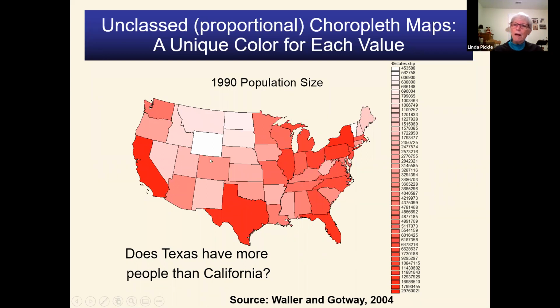But out here on the map, where the colors are not ordered side by side, you have a hard time deciding what the value is. And so I've given you a question to answer here at the bottom. Does Texas have more people than California? It's very hard to tell. Those colors are very similar. So we decided for our atlas, we would use a classed choropleth map.